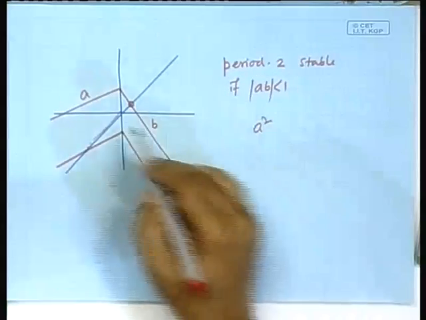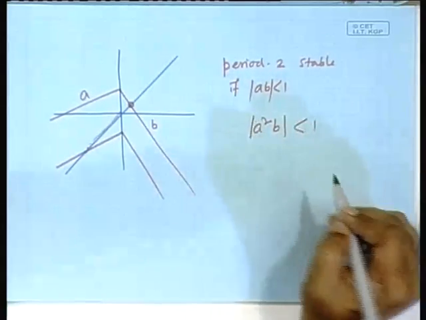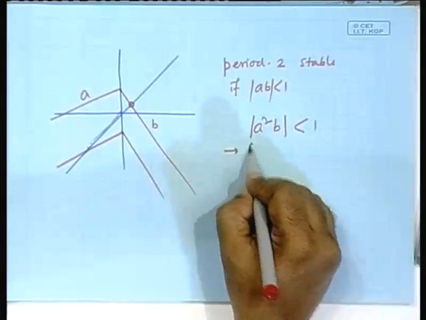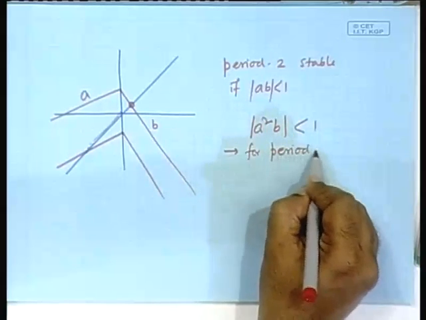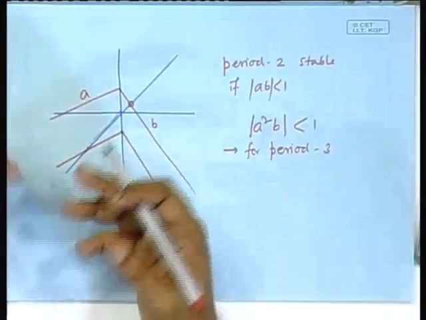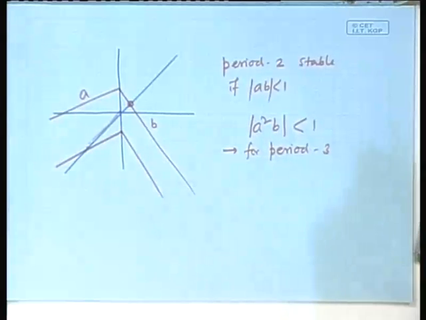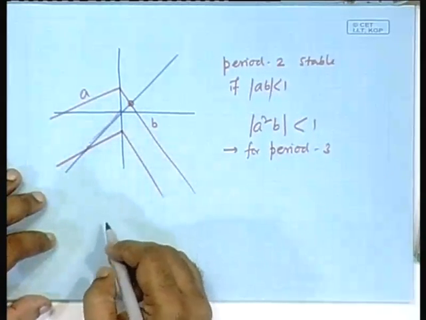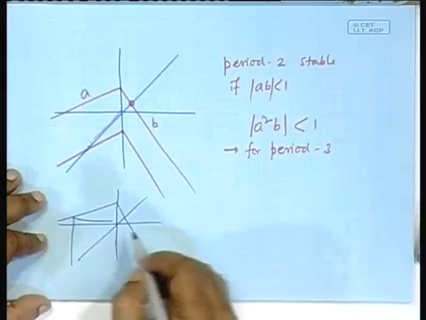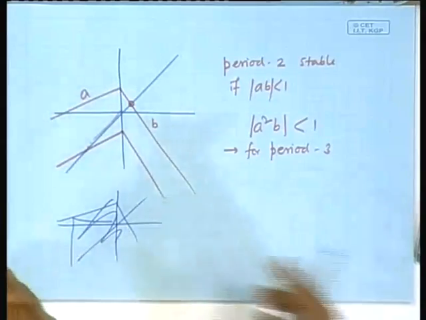But in that case, how would you obtain its condition of stability? The condition of stability will be 2 points to the left, A squared, and 1 point to the right, B. This magnitude has to be less than 1. So, this is for period 3. Not only that, you also have to worry about whether the period 3 orbit exists. In order to find that, all you need to do is to imagine an orbit something like this, 2 points to the left, 1 point to the right.